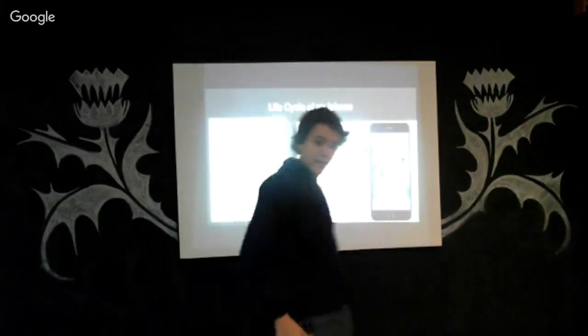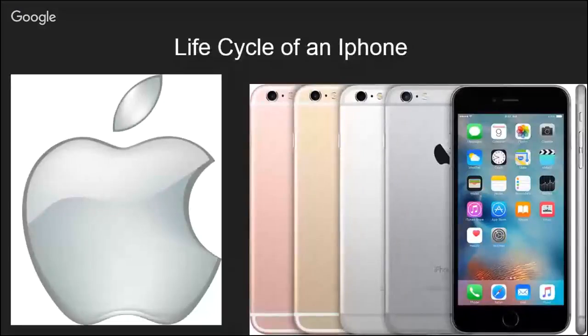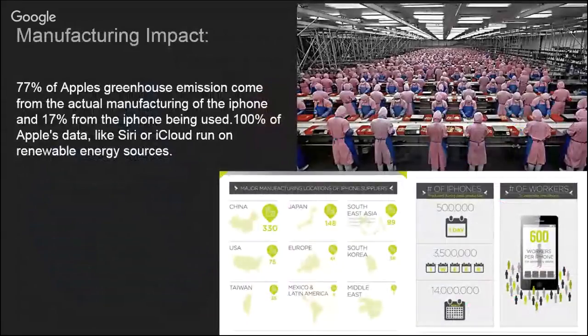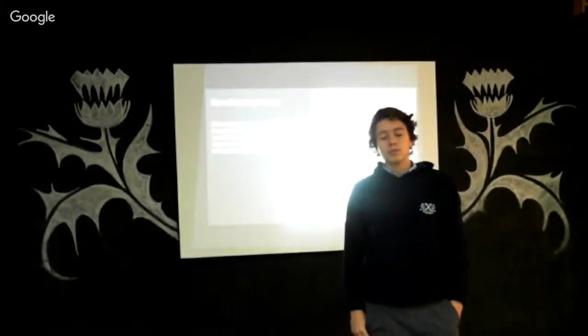Well, I'm going to talk about the life cycle of an iPhone, and I'm going to start from the manufacturing impact. 77% of Apple's greenhouse emissions come from the manufacturing, and 17% come from the Apple being used, because 100% of the Apple applications like iCloud run on renewable energy sources, meaning that they don't contaminate. So that's why the main contamination from Apple comes from the manufacturing impact.